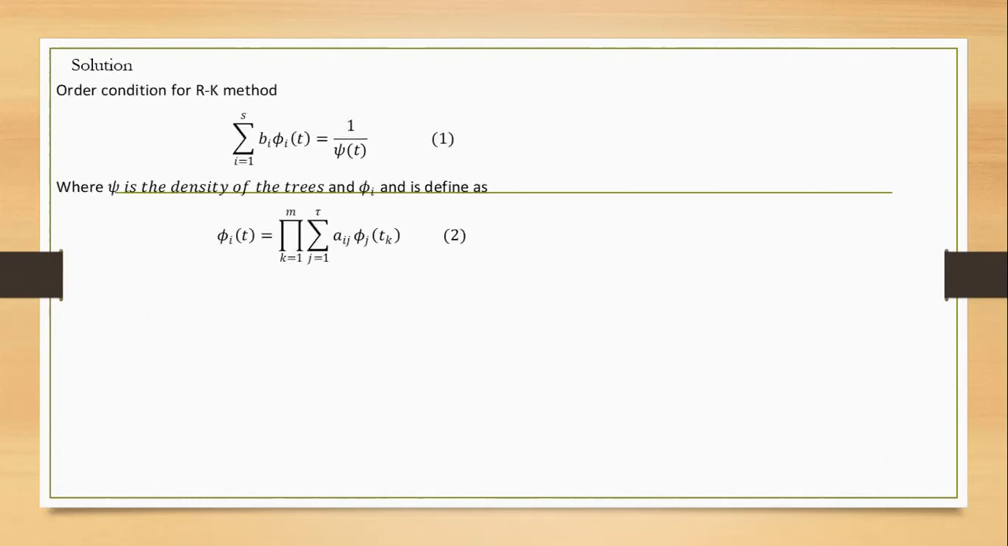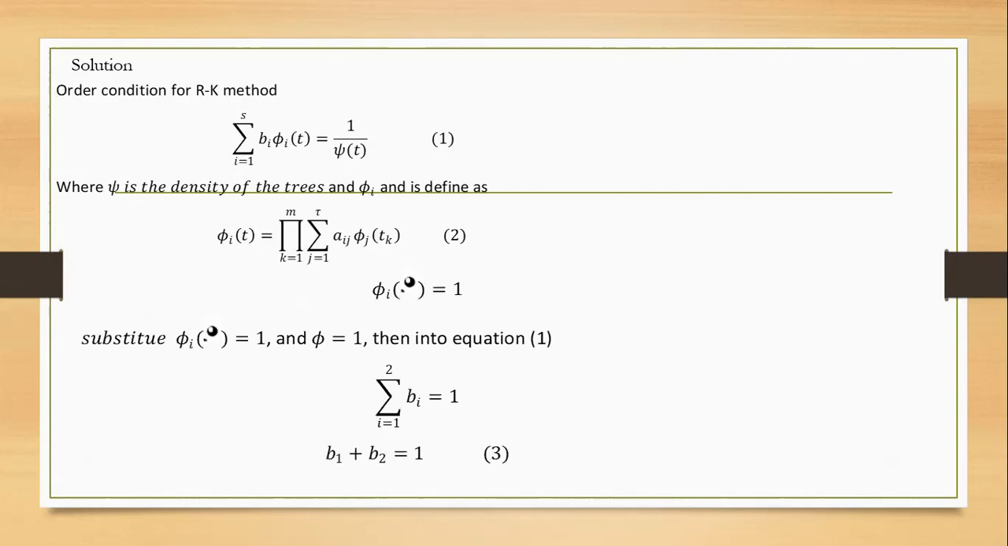Let's look at the solution together. The first solution: the order condition for Runge-Kutta, like the theorem I quoted, is defined in this form, where epsilon is the density of the tree and it is defined as this. I have given this formula before. Then we are going to get those epsilon_i for each tree.